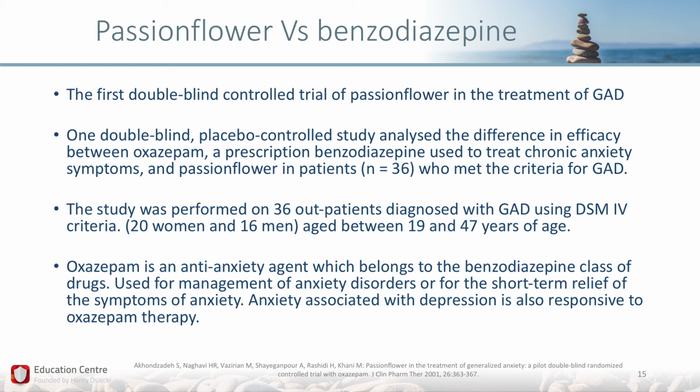It's basically done on 36 patients. They are patients diagnosed with GAD using the DSM-4 criteria: 20 women, 16 men between the ages of 19 and 47. And oxazepam basically is an anti-anxiety benzodiazepine. It's used for short-term relief of anxiety. They often do prescribe it when there's anxiety and also depression together.